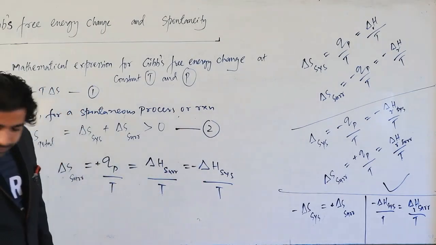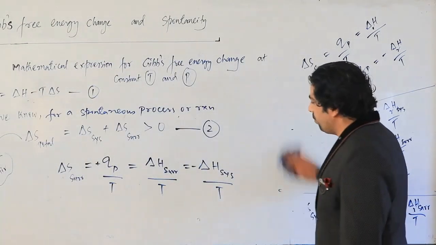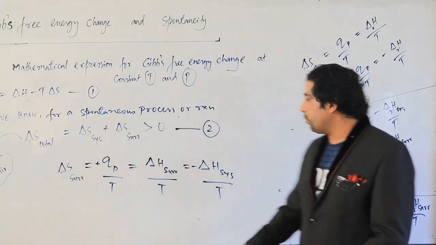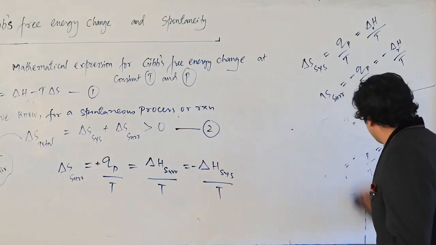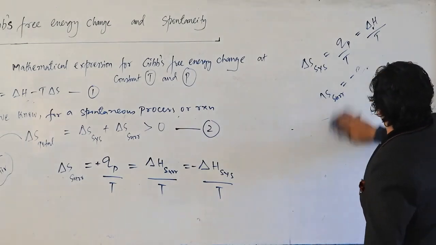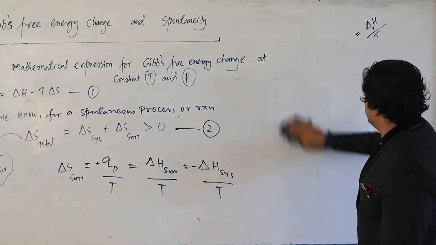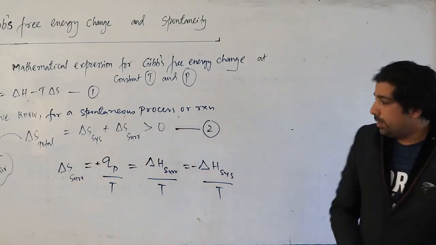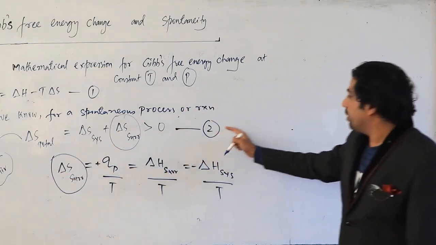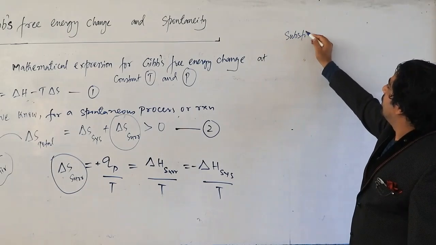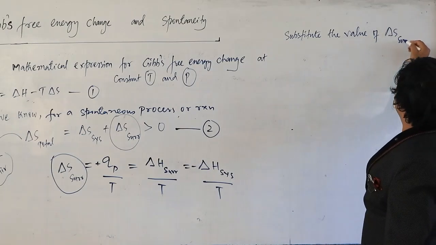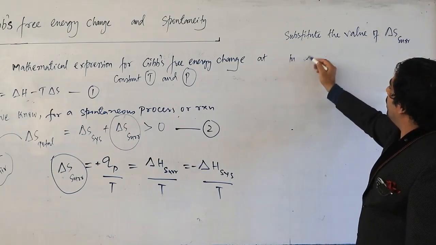Now after learning this entire process, let us go further and substitute the value of delta S surrounding in equation number 2. And what we are going to get, have a look. So let us try to understand it, my dear friends. Substitute the value of delta S surroundings in equation number 2.